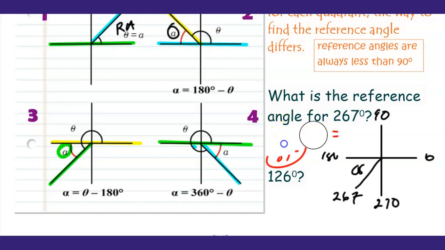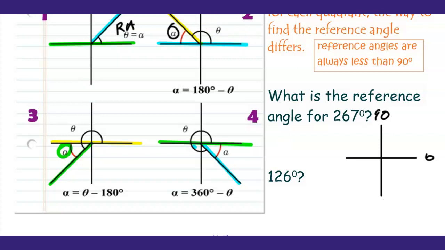For this next example, I don't know why I erased all that. I still need 90, 180, and 270. All right. Now 126 is right here. It's in that quadrant. So the reference angle would be right here.